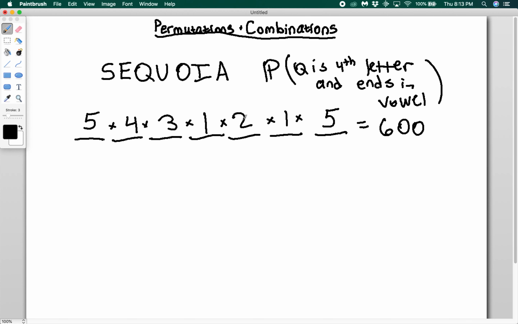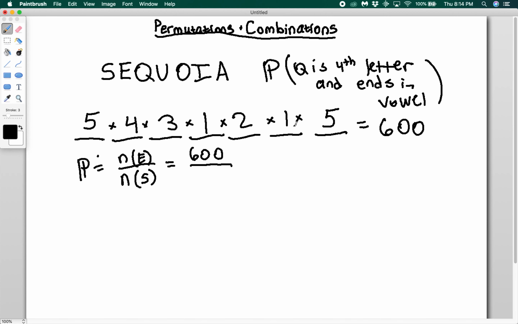So that's the number of ways that you can make permutations where Q is the 4th letter and it ends in a vowel. But unlike the book problem, which was just asking for the number of ways, this actually wants to know about the probability. Remember from our previous video, the probability is equal to the number of events that satisfy our condition divided by the number of events in the full sample space. So here, 600 is our number of permutations that satisfy, divided by the total number of permutations we could have, which we can find just like the book example, where we have 7 to choose from, then 6, then 5, then 4, then 3, then 2, and then 1.